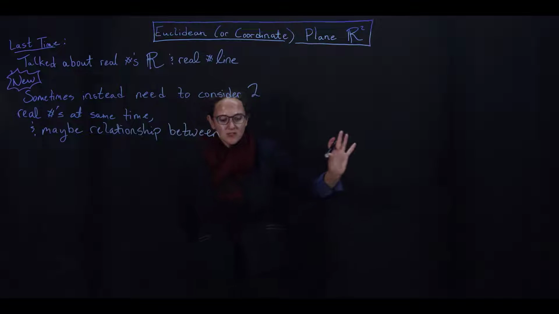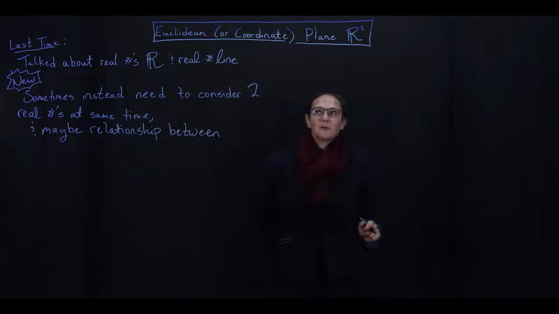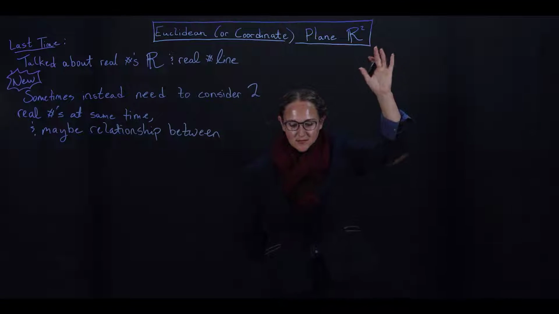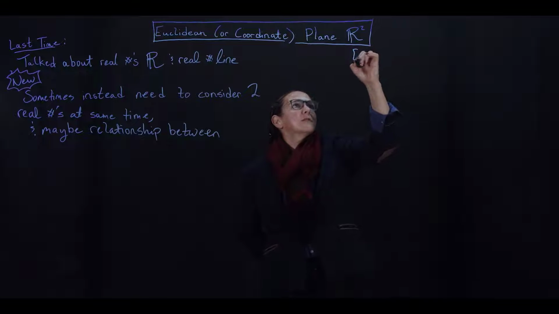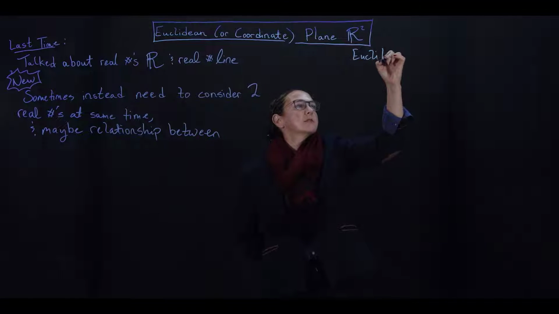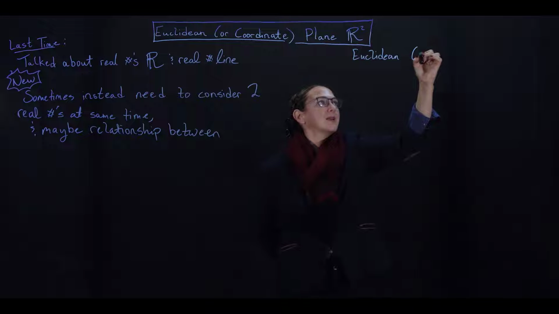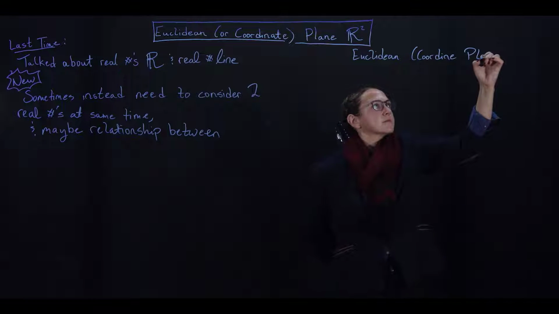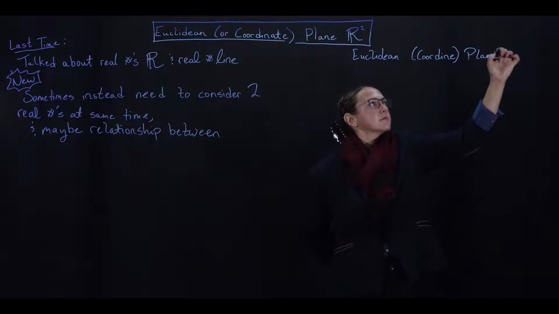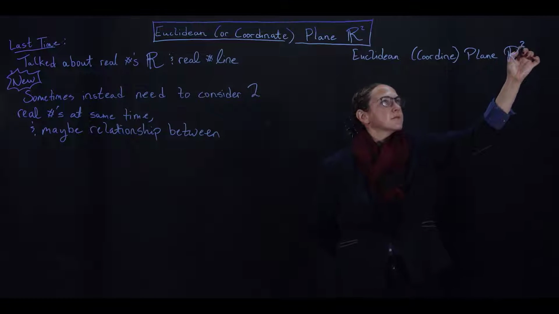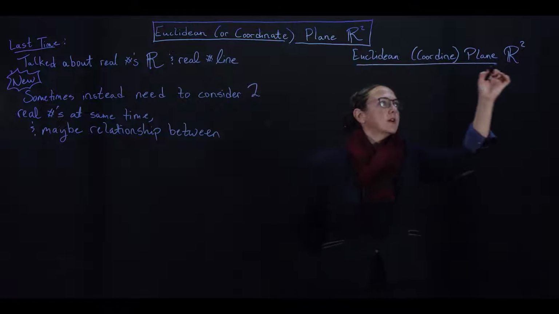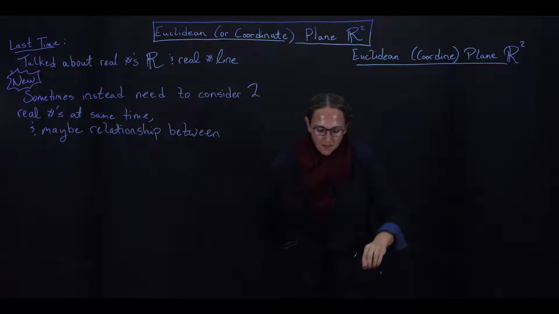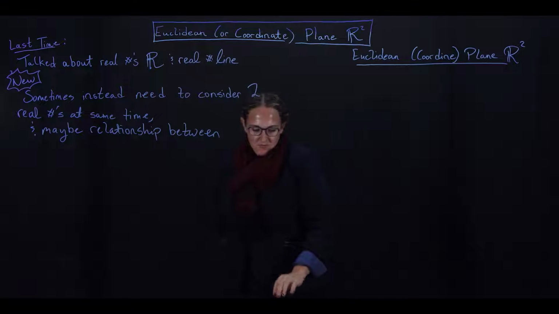Okay, so let me show you what I mean by this. This is the Euclidean, also called coordinate plane. So that's what I'm going to be drawing here. It's good to label what you're drawing. I'm going to keep track of this with two different colors.